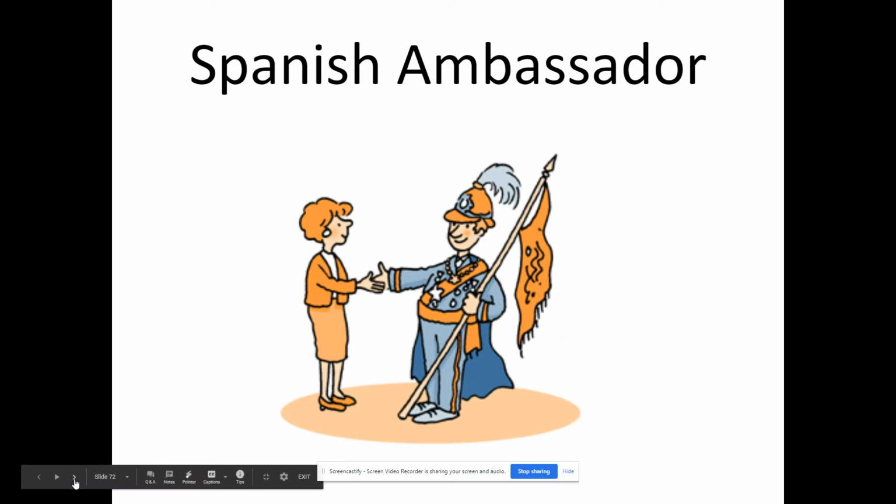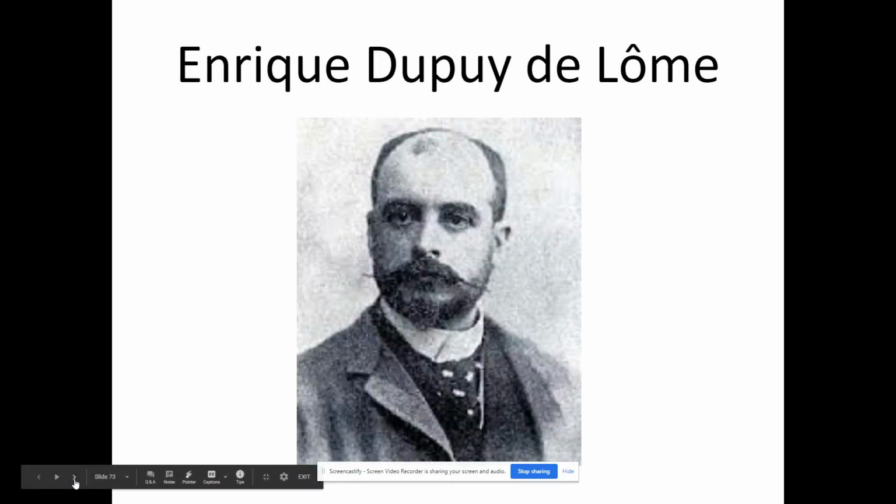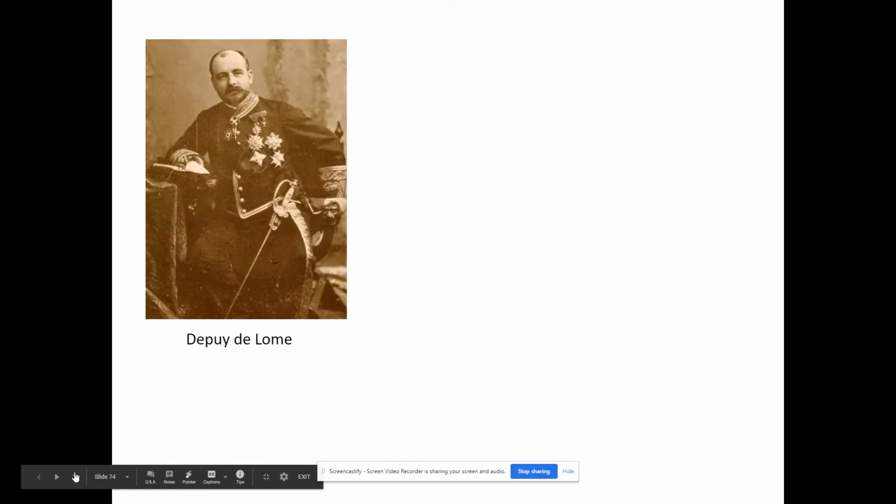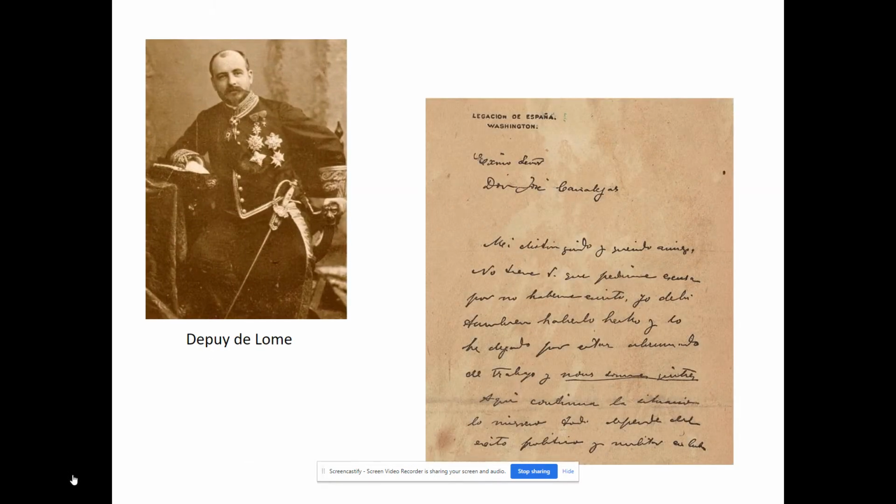So the Spanish ambassador to the United States, so every country has to get along with every other country. So for diplomatic reasons and basically research, every country puts a person representing their government in every other country in the world. That's an ambassador. Well, De Lome was the Spanish ambassador living in the United States. So he ends up writing a letter during this time of awkwardness to the King of Spain.